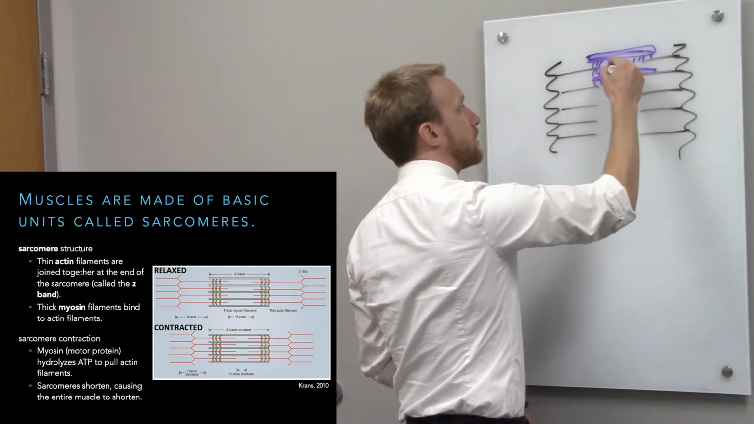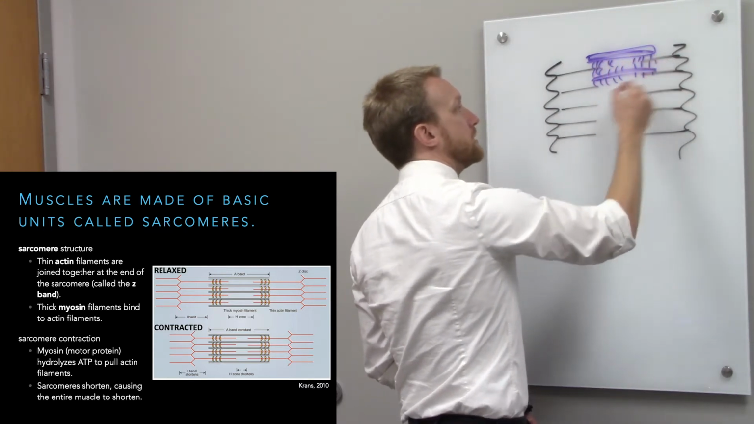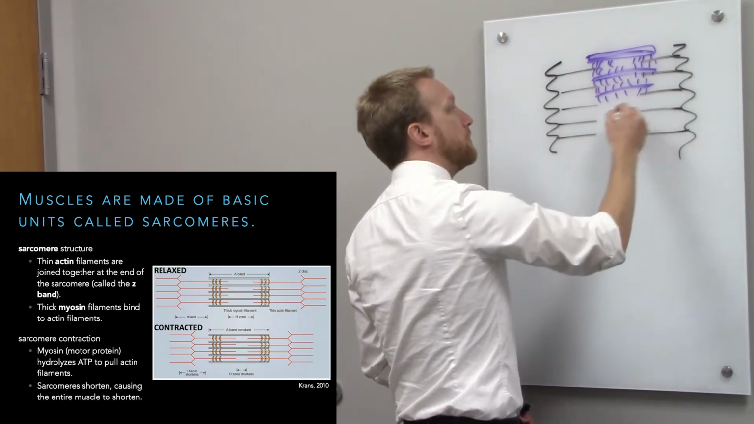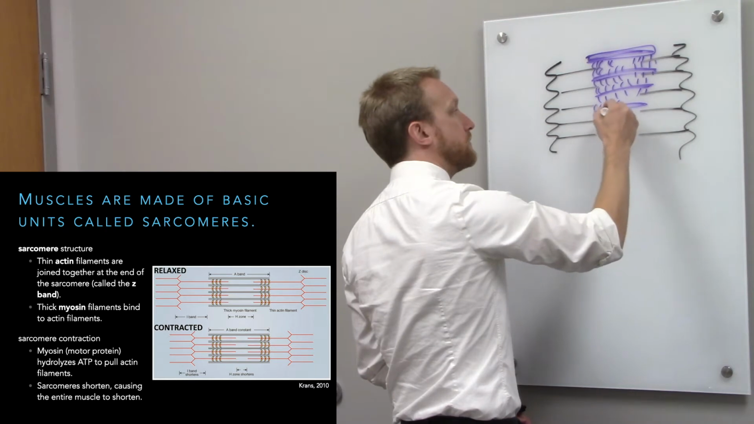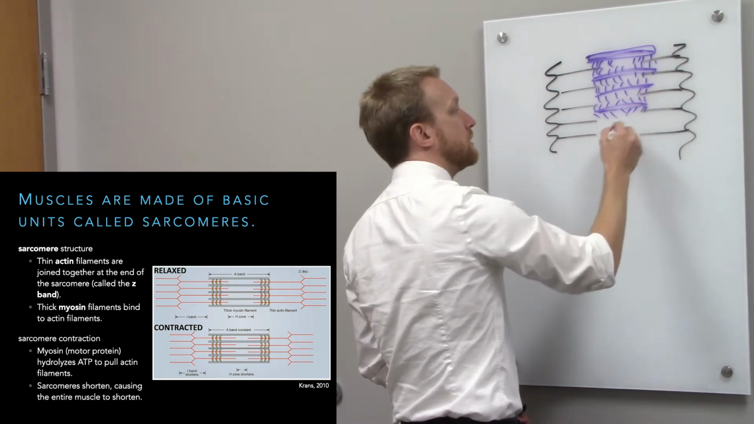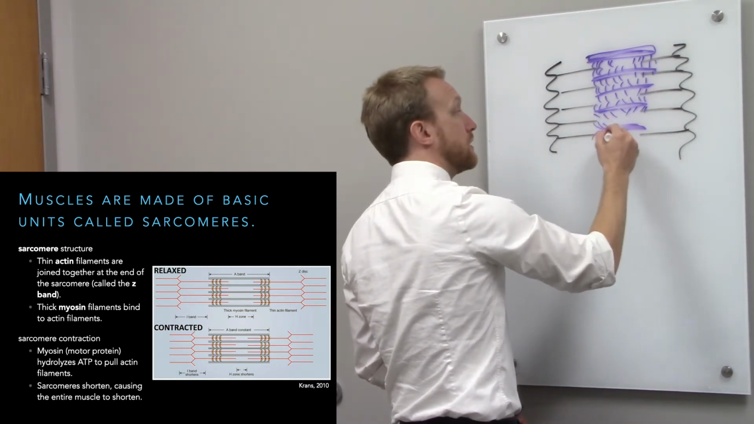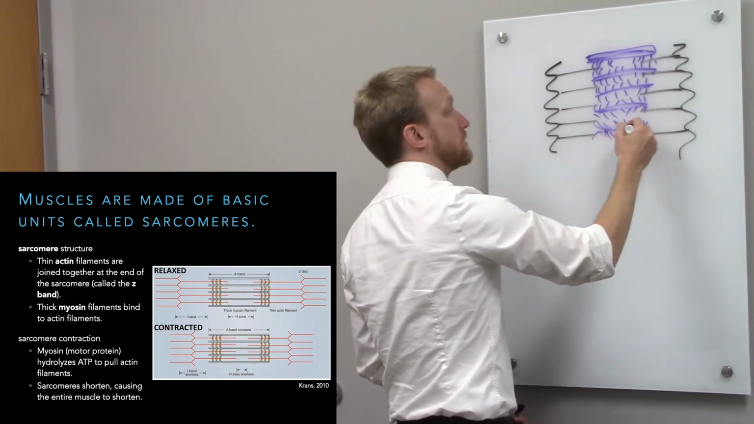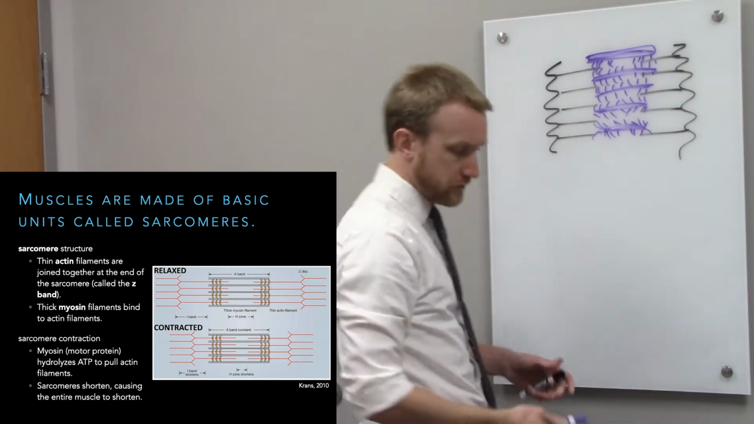Myosin is still a motor protein. There's a bunch of these myosin heads here, so that's the little hairs that I'm drawing off here. Myosin pulls on actin. And so we have motor proteins oriented in different directions, so that we'll pull the actin in different directions.